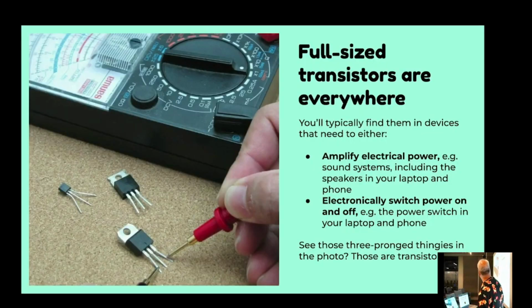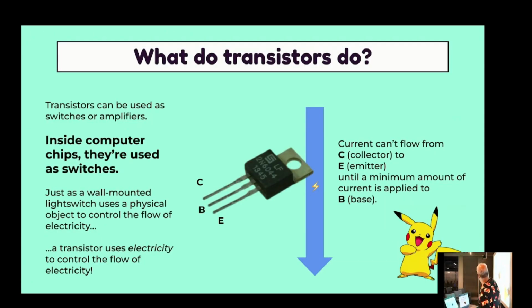But soon after, they started making full-size transistors, which look like that generally. Those are power transistors, so those are power amplifiers that you might find if you take apart a stereo. And they're generally used to either amplify electrical power or turn electrical power on and off, act like a switch. This is what a transistor looks like, but it makes a little more sense if I show you the circuit diagram version of it.